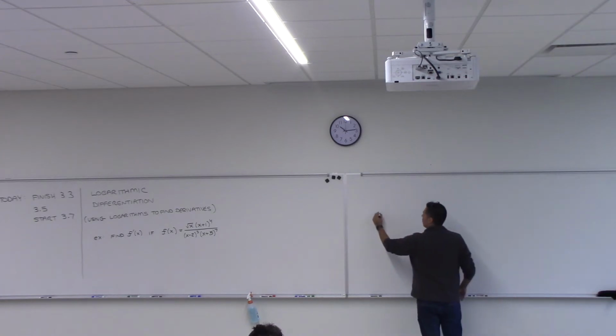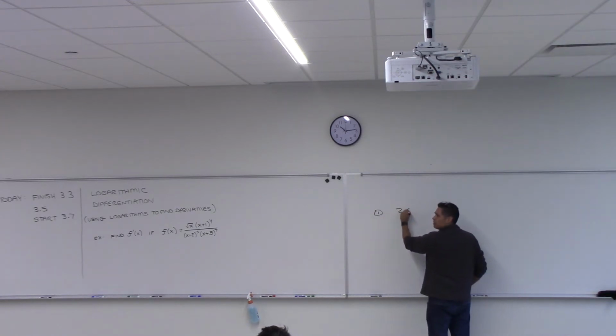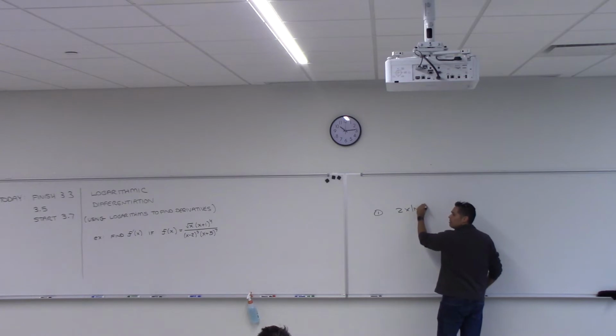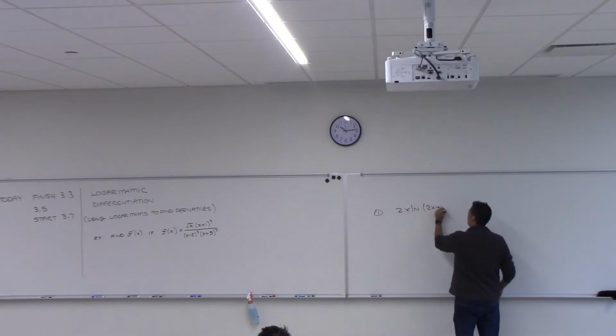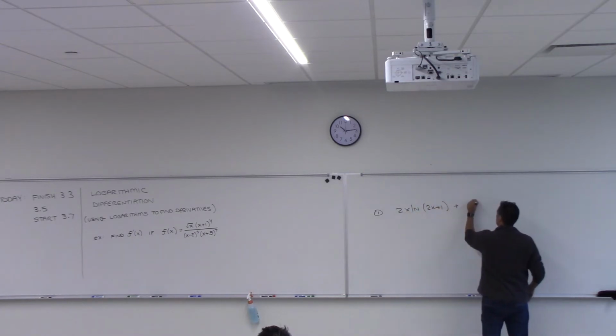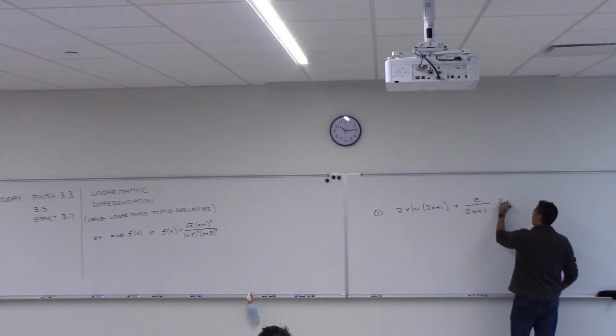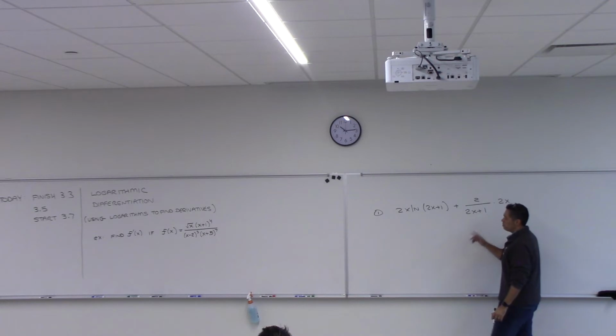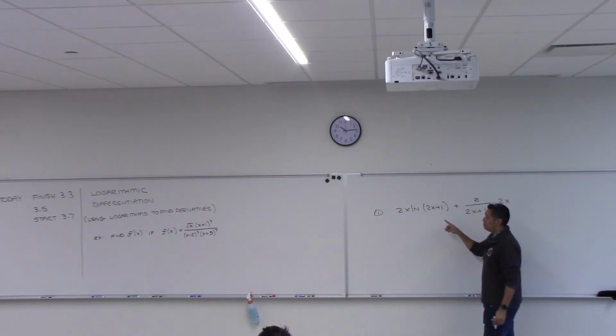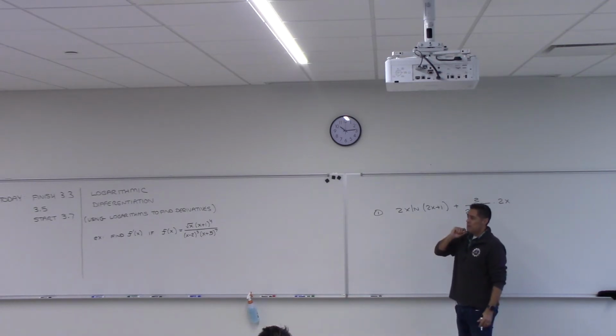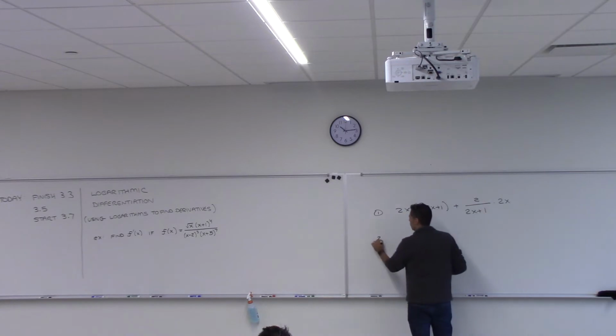The answer to number 1 should have been 2x natural log of 2x plus 1 plus 2 over 2x plus 1 times 2x. There's different ways you can do this. This is product rule. So you have to do the product rule on that first one. And on the second one, you have to do quotient rule.